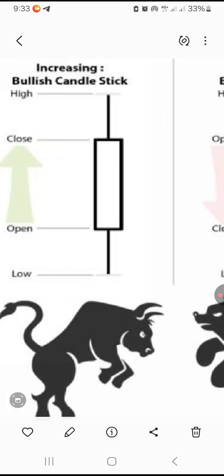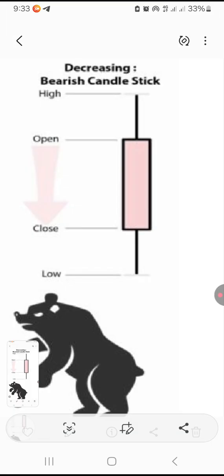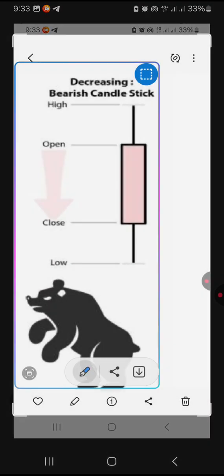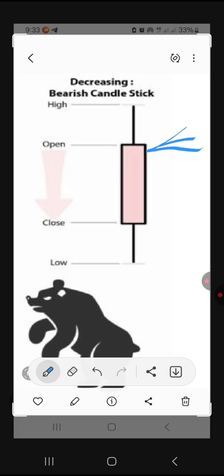So when it comes to a bearish candle, this is what a bearish candle is. Let's do the same thing. Price opened here and went down here. Price closed here. Are you seeing price closed here? This point. It opened here. You can see this point here. Opened there and closed here. Are you understanding?